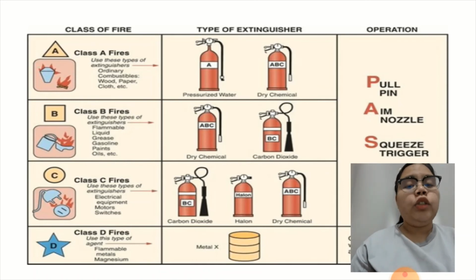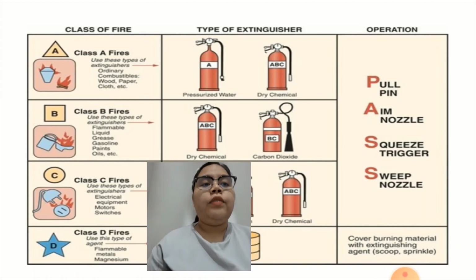So the operation that we will always remember, para ma-safe ta in fire soon sa kung maka-encounter ta og mga fire. So the operation PASS, we should always remember that word PASS. P is for pull pin, A is for aim nozzle, S is for squeeze trigger, and the other S is for sweep nozzle.